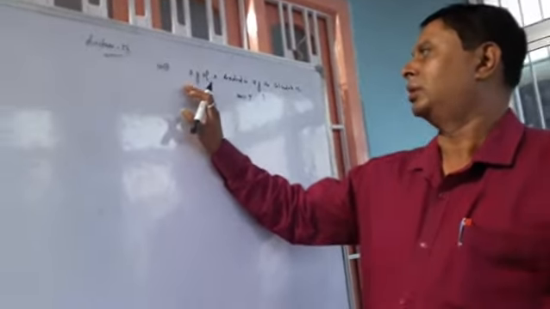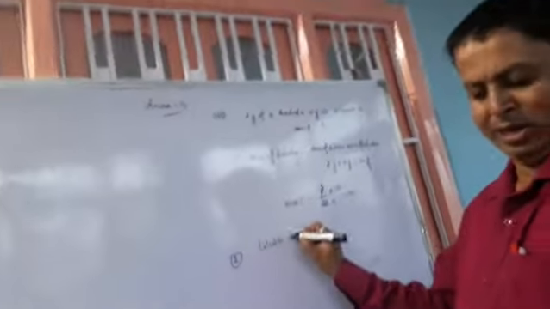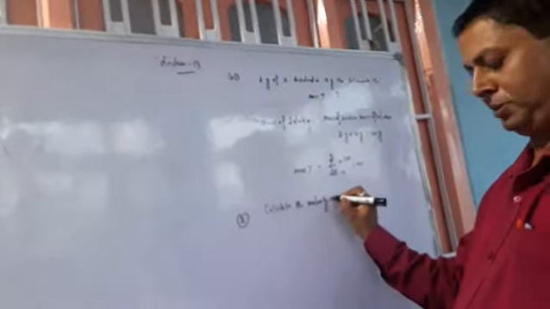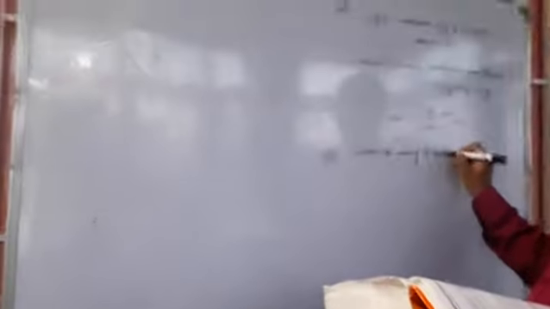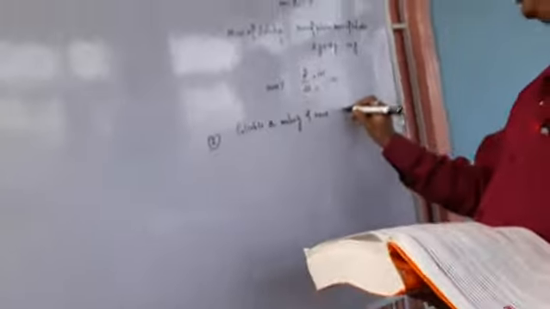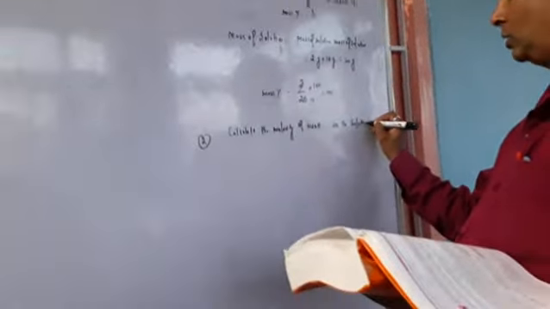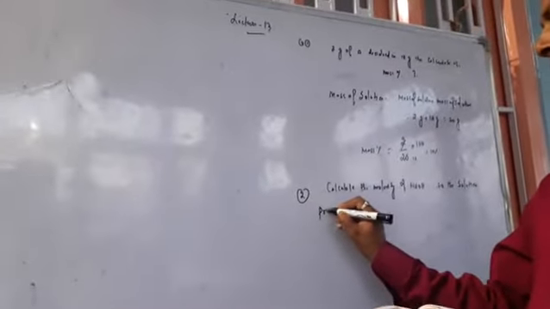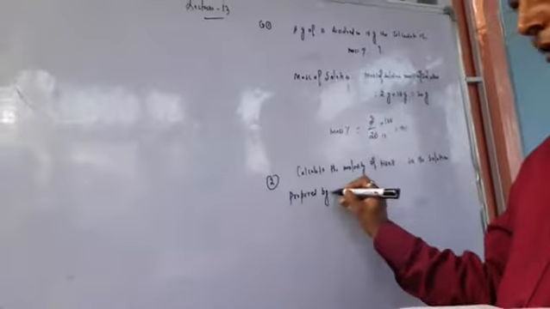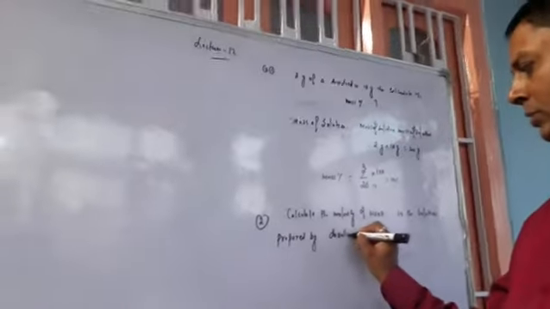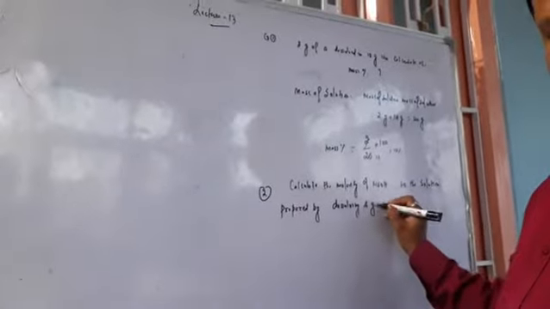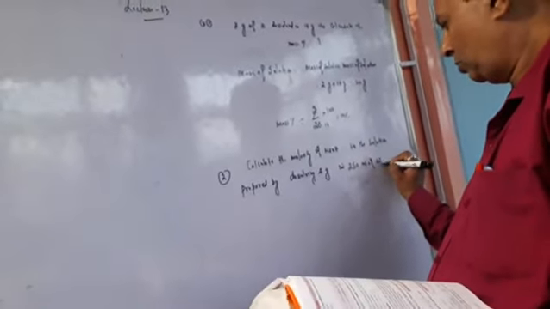Now the second question. The question is: calculate the molarity of NaOH in the solution prepared by dissolving 4 gram in 250 ml of solution. Calculate the molarity.